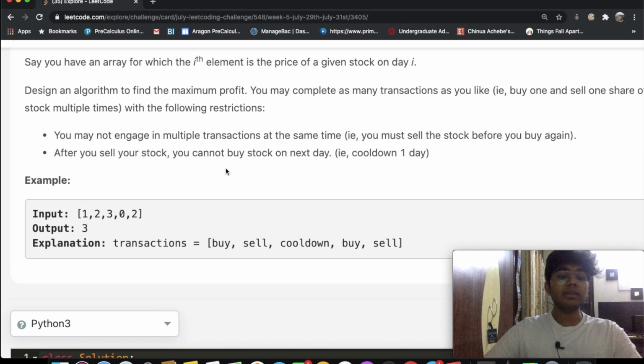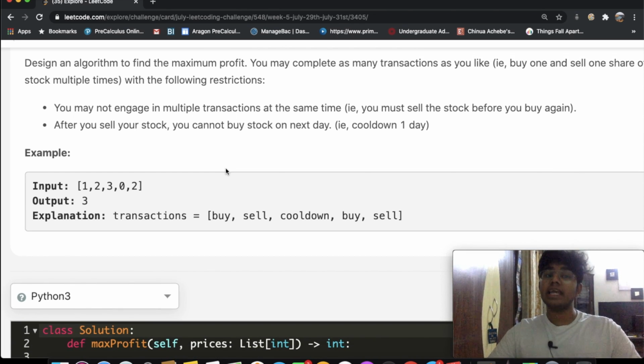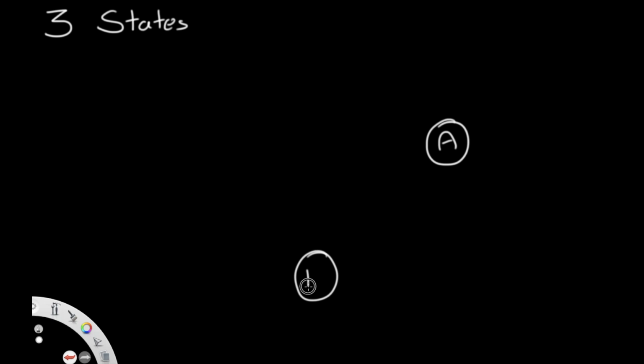All right. So now that we understand that, let's try to understand how we can solve this question and try to break it down into separate parts. In order to solve this question, we can break it down into 3 different states. Let's go over what these states actually are. I'm just going to make 3 random states and represent each with a circle. One of them is going to be A, then we have state B, and we have state C.